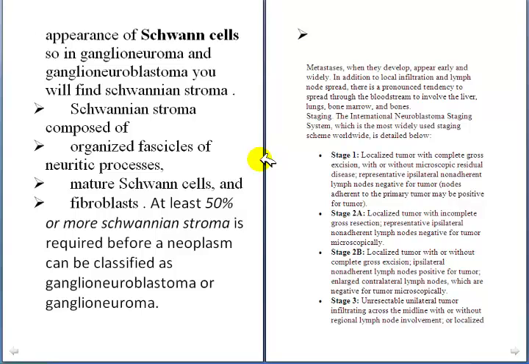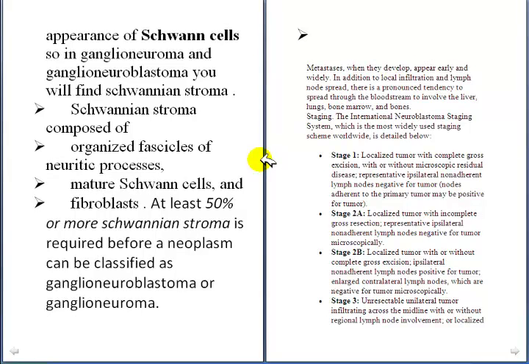Now, at least 50% or more Schwannian stroma is actually required before the particular neoplasm or histopathological slide can be classified as either ganglioneuroblastoma or ganglioneuroma. So ganglion cells alone are not enough to classify that slide as either ganglioneuroma or ganglioneuroblastoma, but the presence of at least 50% or more Schwannian stroma is actually required for the diagnosis of ganglioneuroblastoma or ganglioneuroma. Thank you.